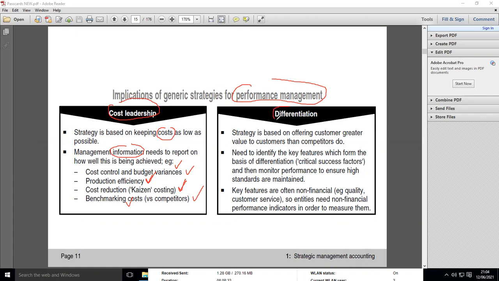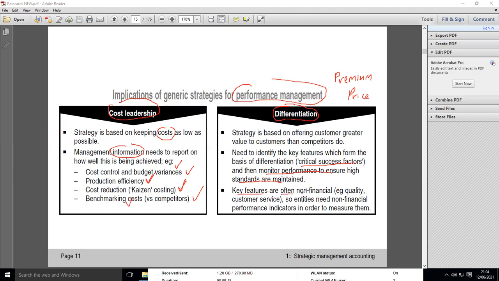What if you go by differentiation? You try to differentiate your product or service with some features which enable you to charge a premium price. Strategies are based on offering customers greater value than competitors do. We need to identify the key features which form the base of differentiation, or the critical success factors, and then monitor performance to ensure high standards are maintained.